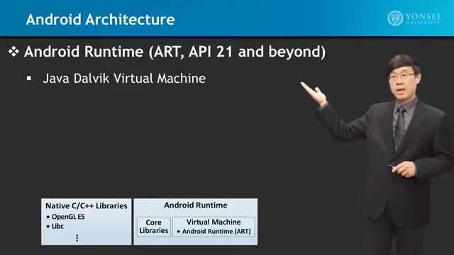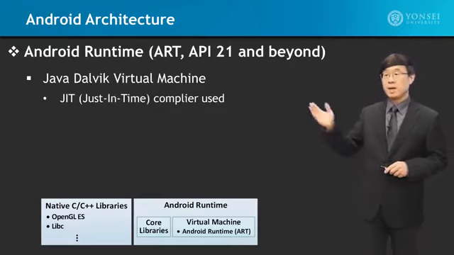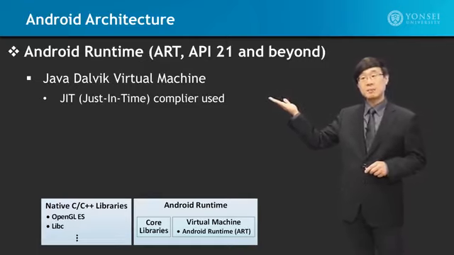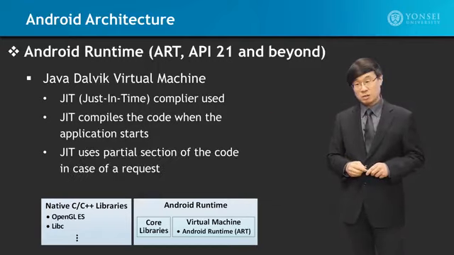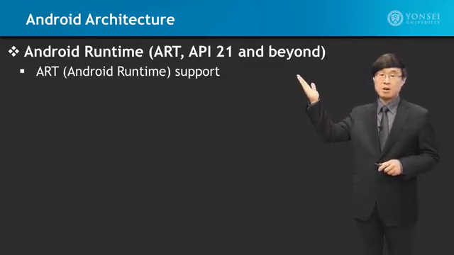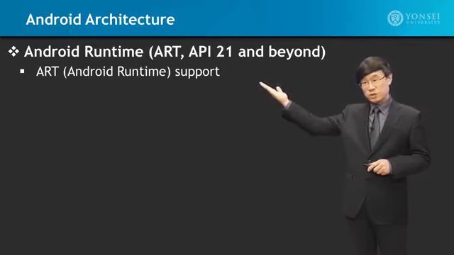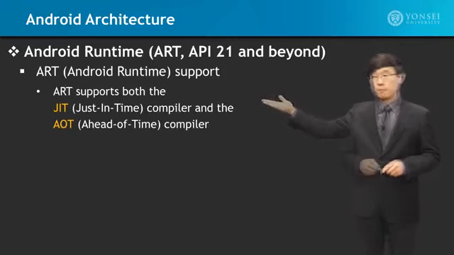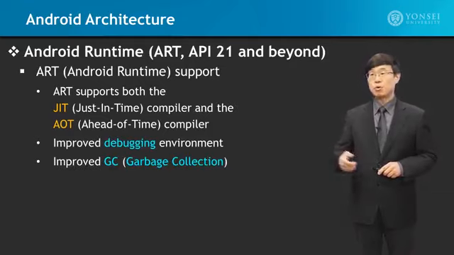Going back to Android runtime, ART, which is API level 21 and beyond, the Java Dalvik Virtual Machine is based on a JIT, just-in-time compiler that's used. The JIT compiles the code when the application starts. And JIT uses partial section of the code in case of a request. Android runtime, ART, is API 21 level and beyond. And let's first look into the Java Dalvik Virtual Machine. ART includes support for improved debugging environments and improved garbage collection.